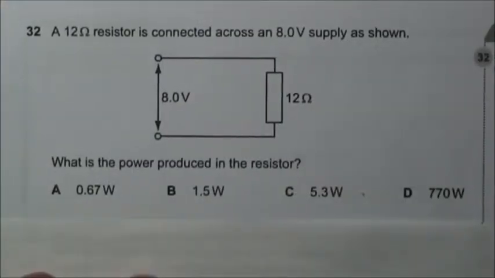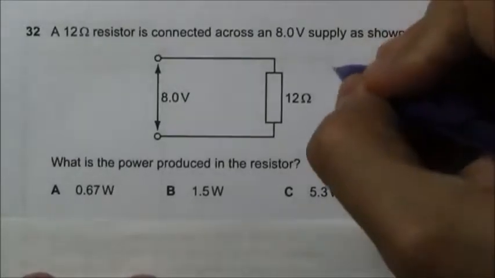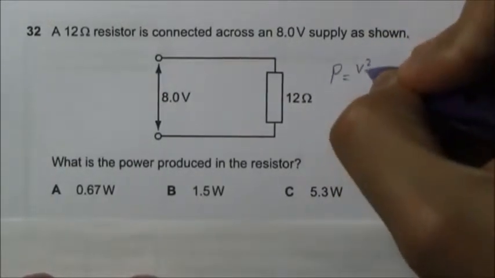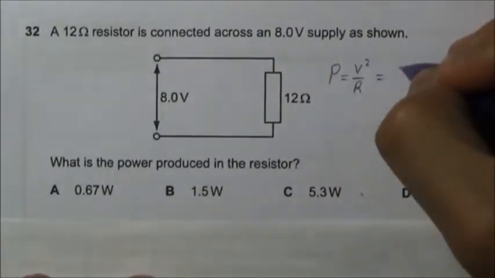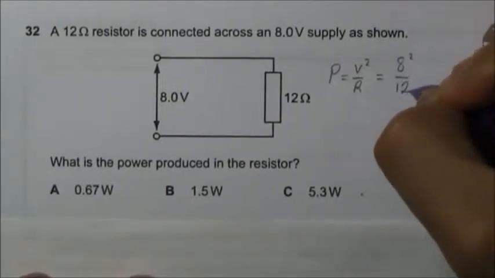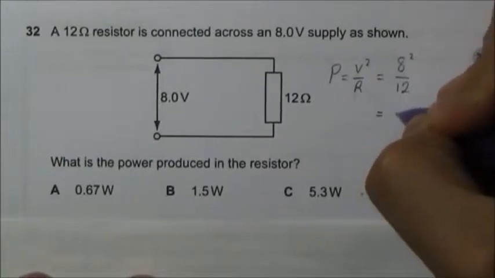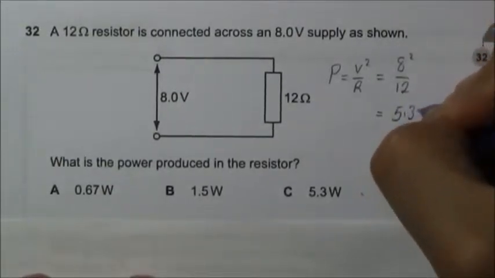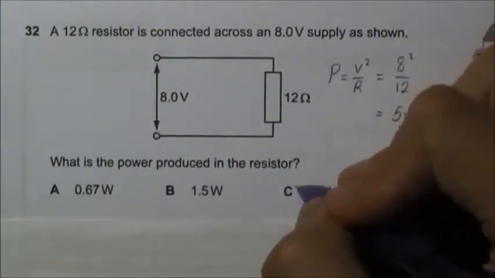Okay, to find the power produced in the resistor, we can use the formula P is equal to V squared over R, and it will be 8 squared divided by 12, and we should have about 5.3 watts. So the answer is C.